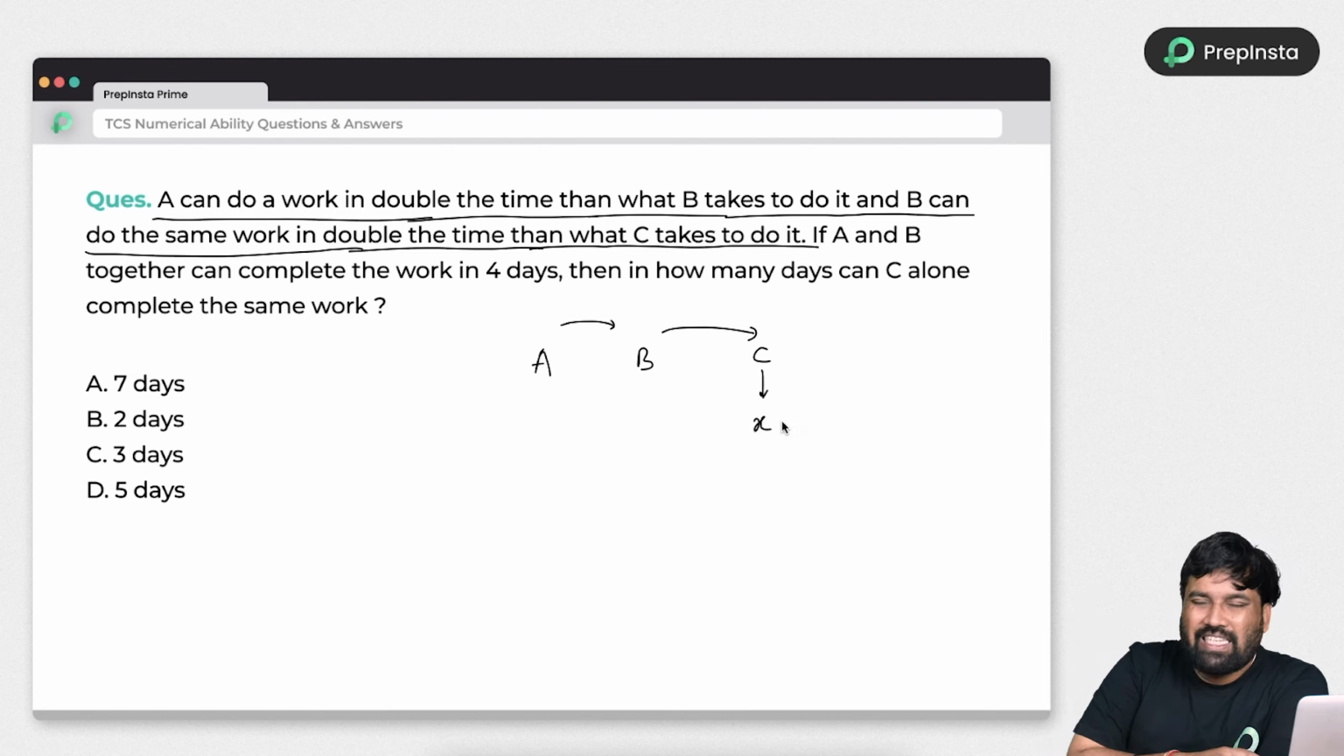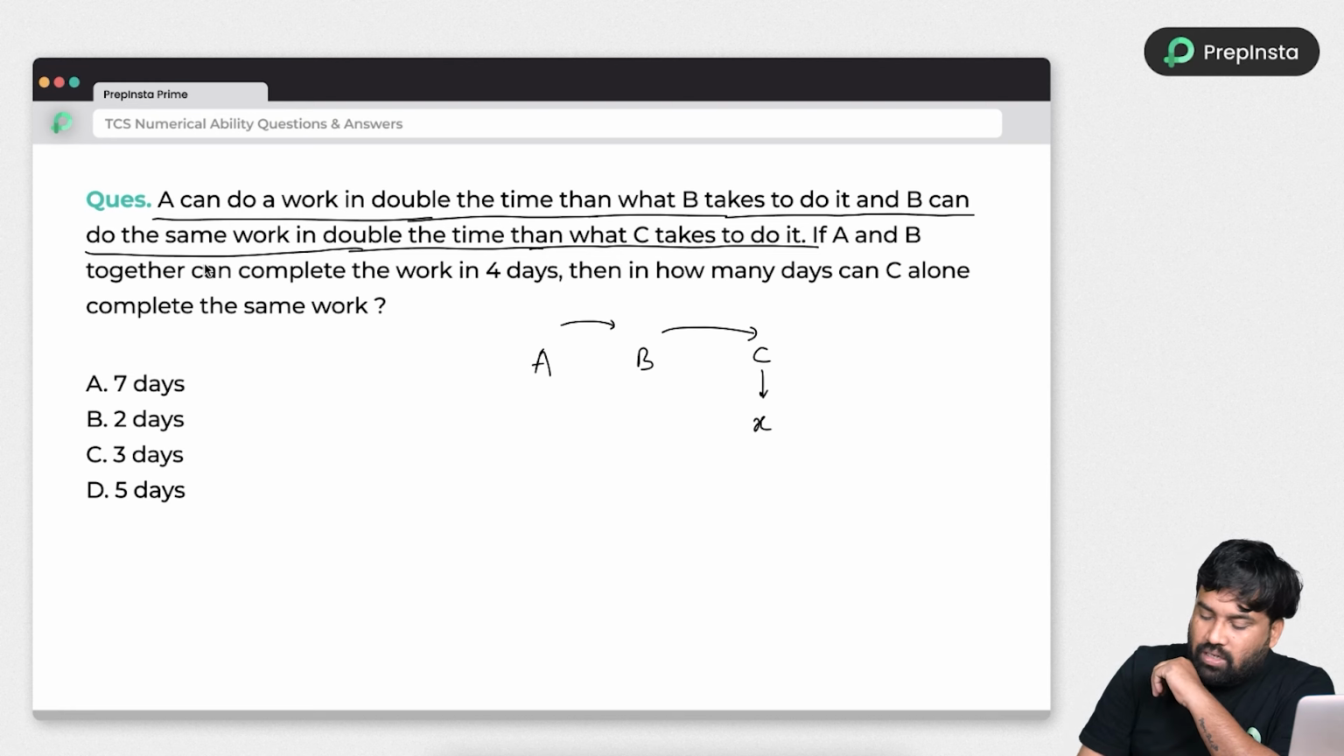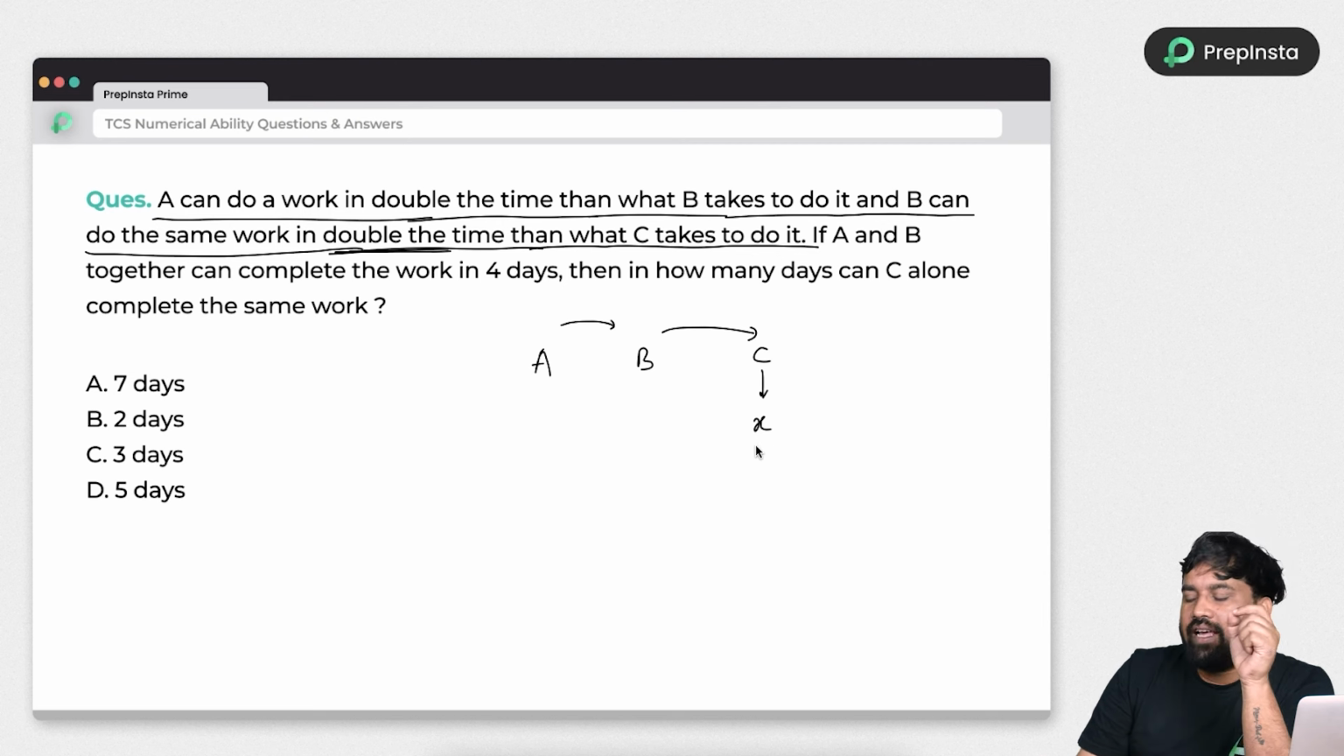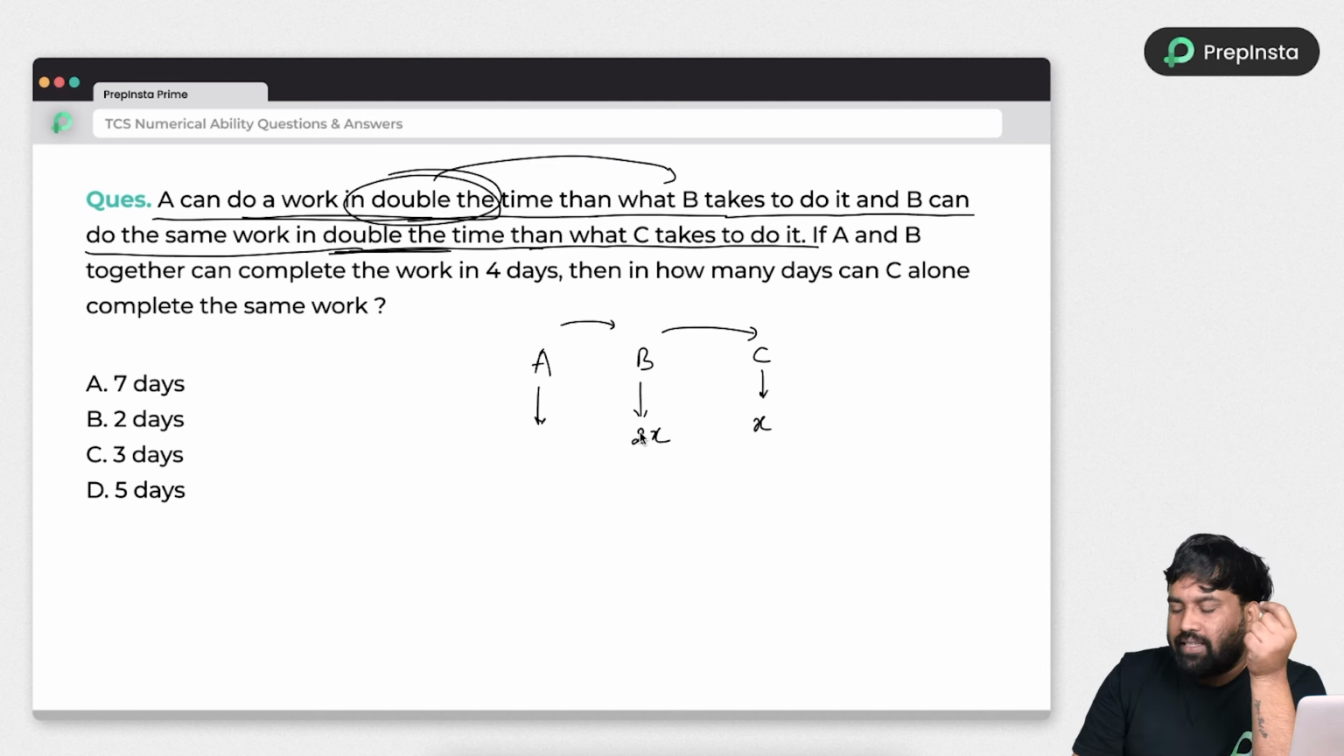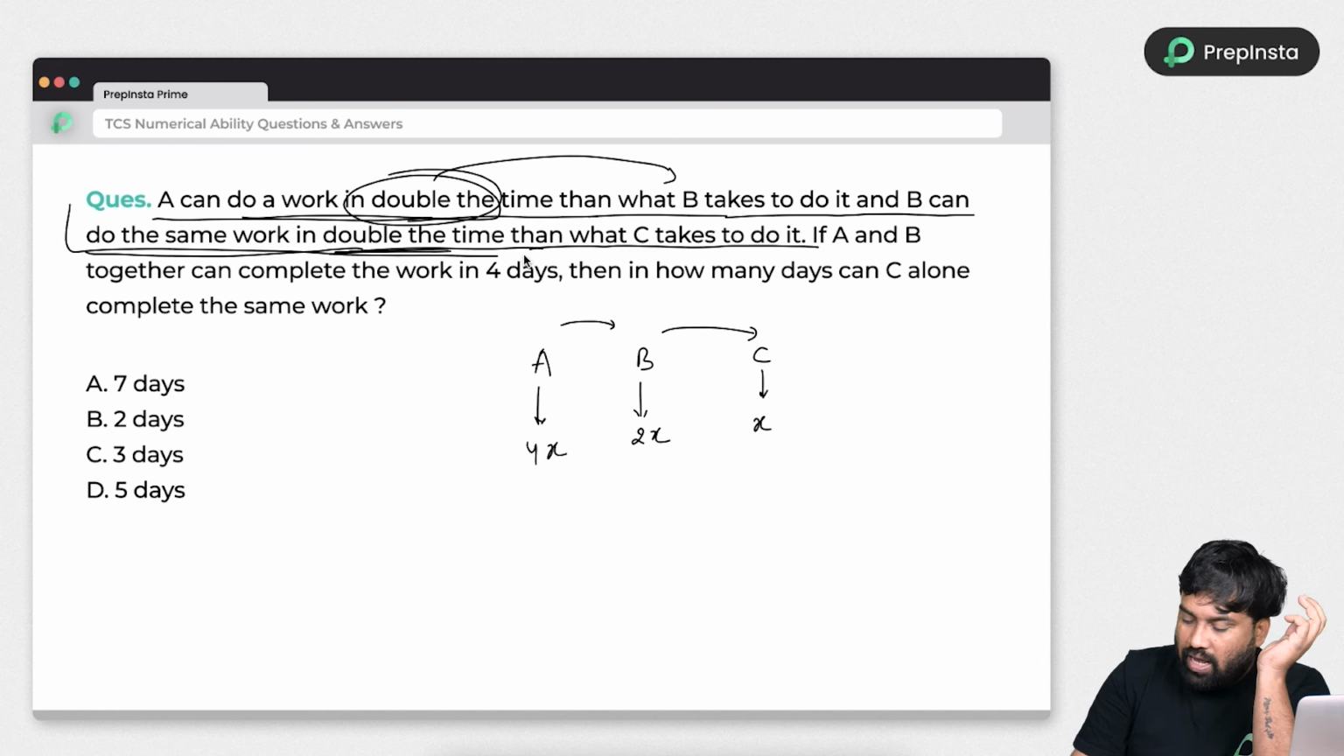So I am saying C will take x days. They're saying we can do the same work in double the time. So if C is taking x days, B is taking 2x days, double the time, right? And next, A takes double the time than B. If B is taking 2x days, the double time is 4x. Simple. So the first two lines got over. I don't have to read them again.